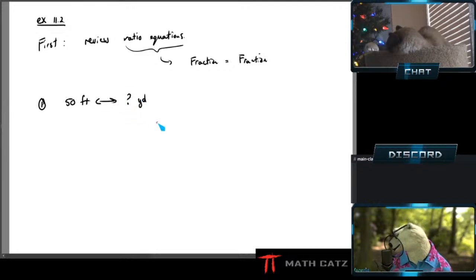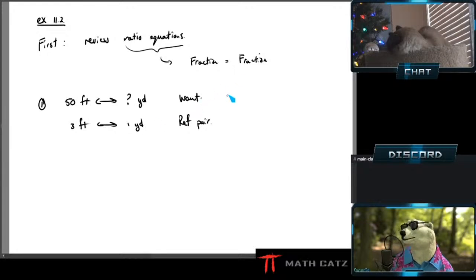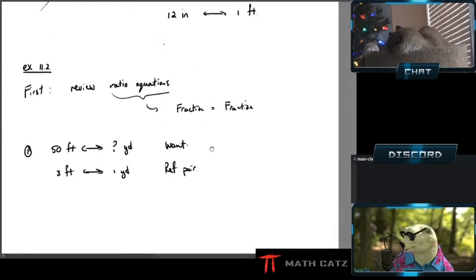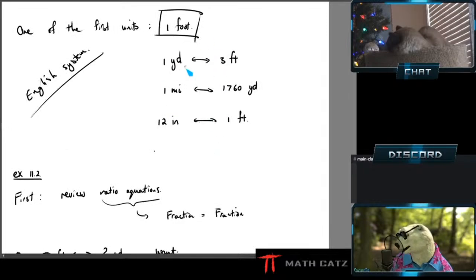One of the sides is unknown. So this is what I want based on the question. And then I need some sort of reference pair, I'll call it, where I know that 3 feet corresponds to 1 yard, according to my table that I would have in front of me. Here, I look up, well, which are the units that I'm interested in here? Yards and feet. Okay, so this is my reference pair that I would remember, that I can look up, and so on.